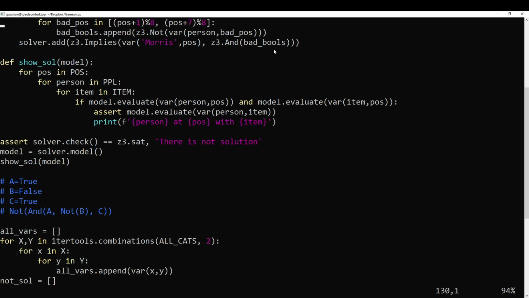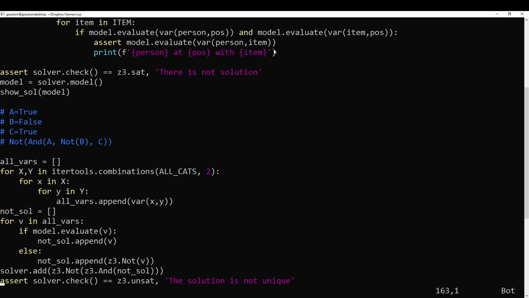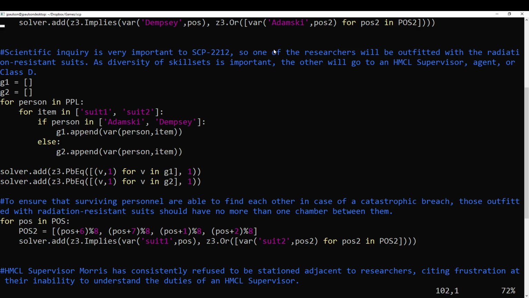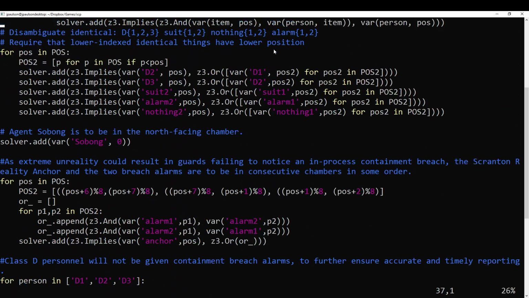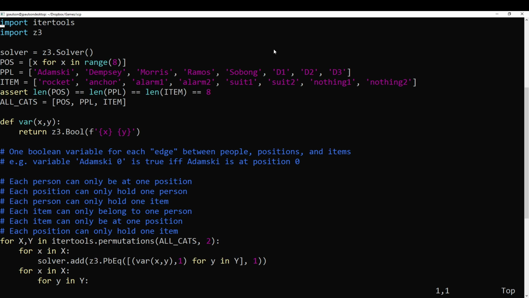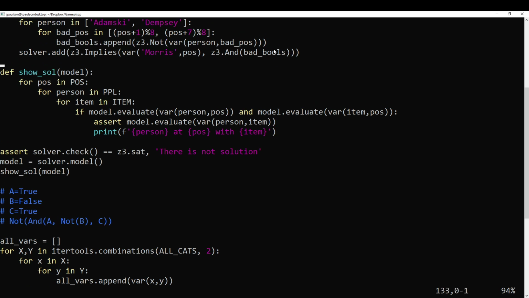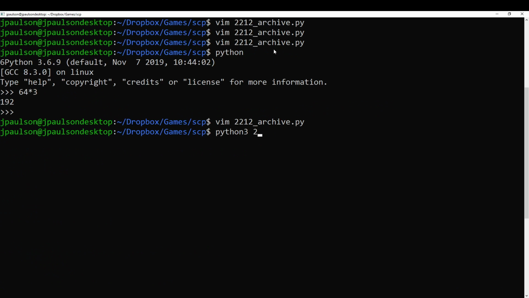Okay, so that's the whole thing. 160 lines. It might have been faster to solve it by hand, but I don't know. I think it's pretty cool to be able to solve it just by typing in the conditions. We didn't actually do any solving ourselves. So let's see what it does.